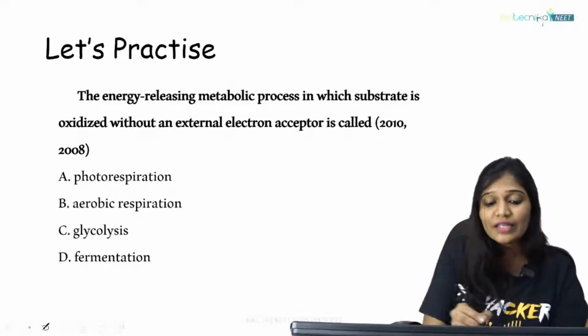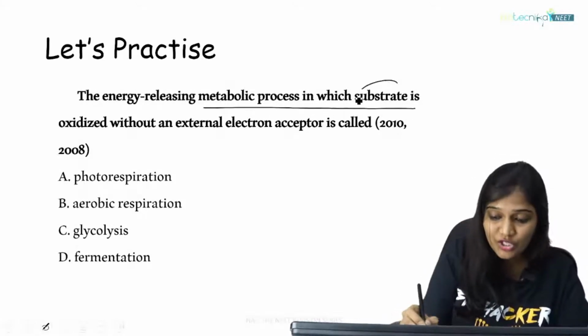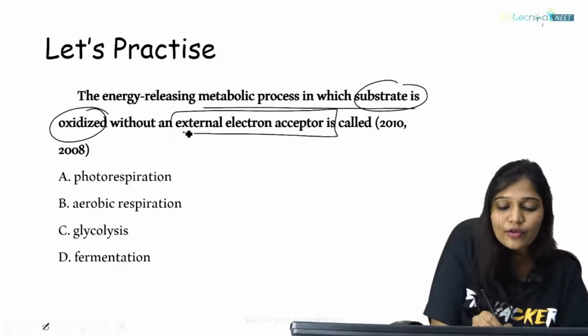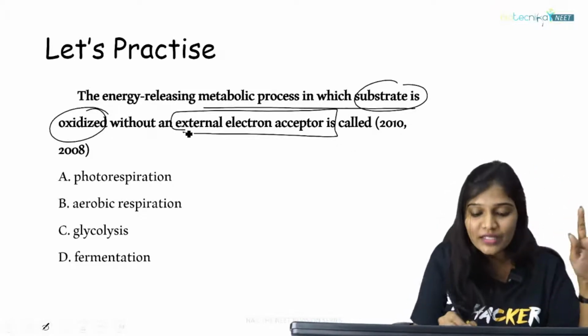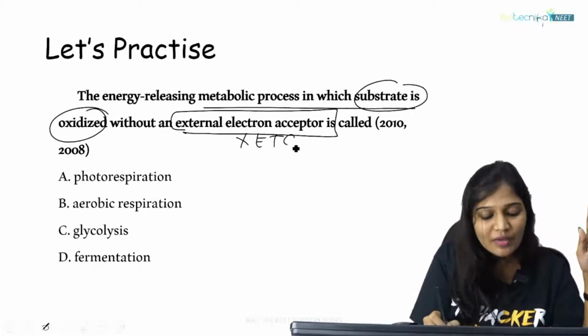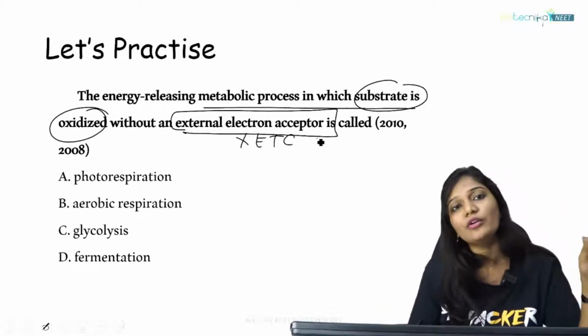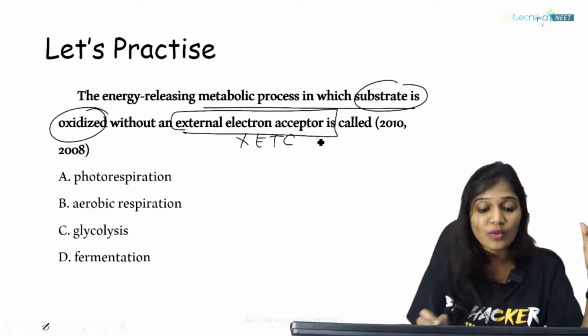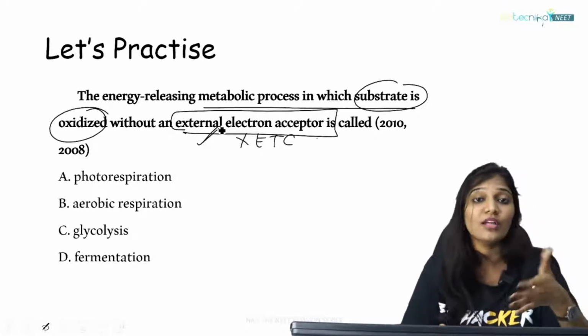The energy releasing metabolic process in which the substrate is oxidized without external electron acceptor, which means they do not go for ETC. Only in anaerobic respiration, the molecule will not go in for ETC because mitochondria always requires oxygen. So without electron acceptor means there is no ETC.